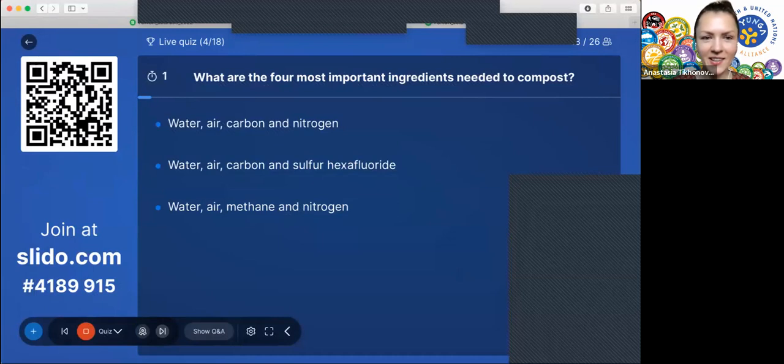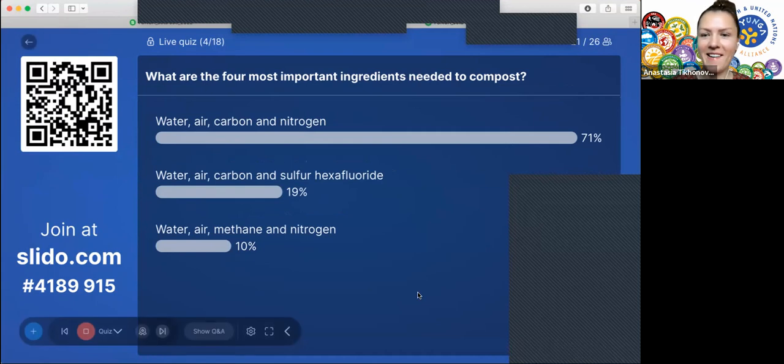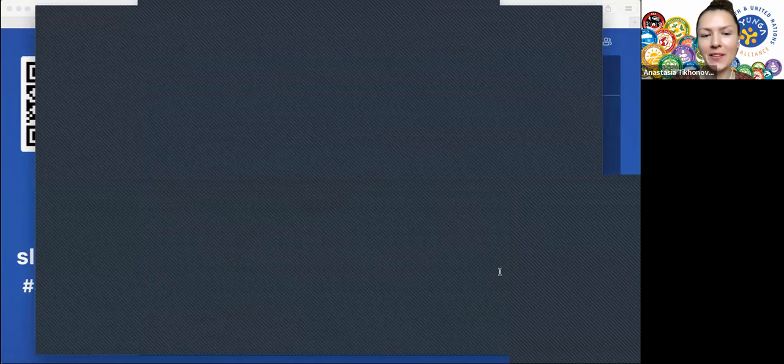Okay, let's see what you got. Most of you think it is the first option, and you're absolutely right. It's true that the basic recipe for composting is to mix water, about 40 to 60% moisture, air, you can turn your pile often to aerate, nitrogen, the green items such as lawn clippings, and carbon, the brown dry items such as dry leaves.